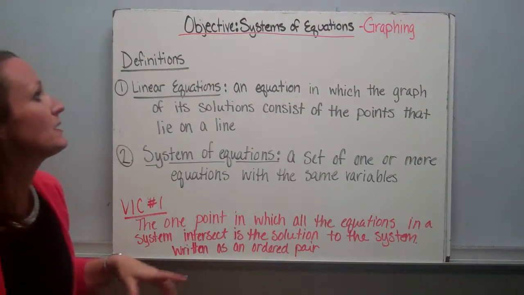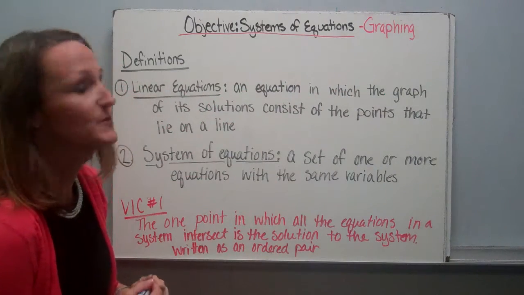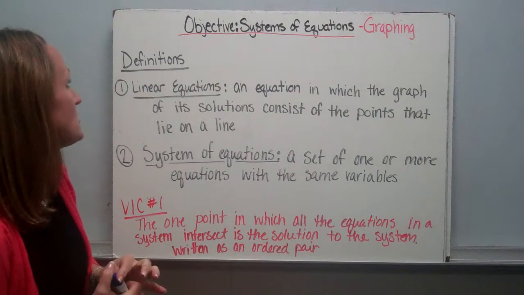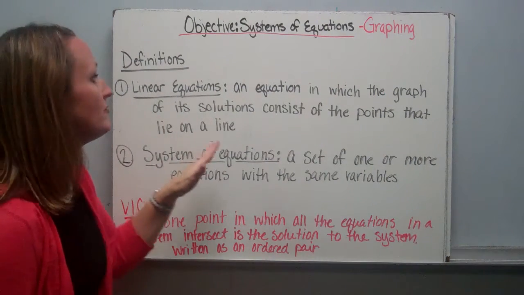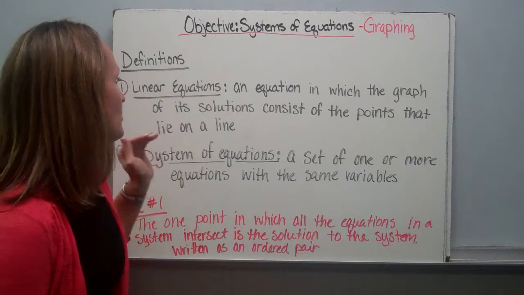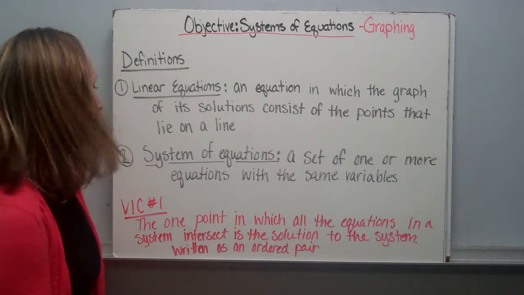Okay, in this video we're going to talk about systems of equations and how to solve them by graphing. There's two other ways, but today we're just talking about graphing. So first, let's remember what a linear equation is. It's an equation in which the graph of its solutions consists of the points that lie on a line. So in other words, one straight line, all the solutions are on that line.